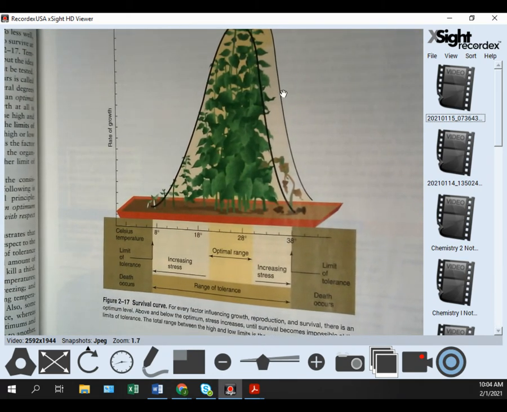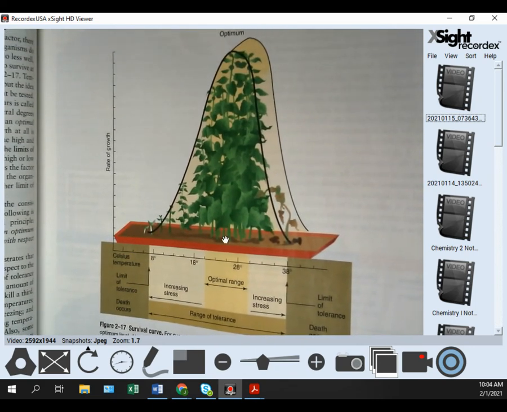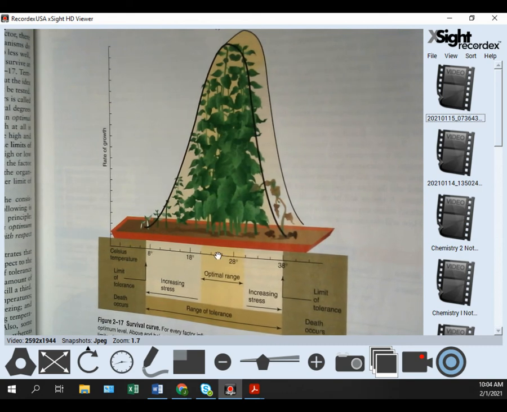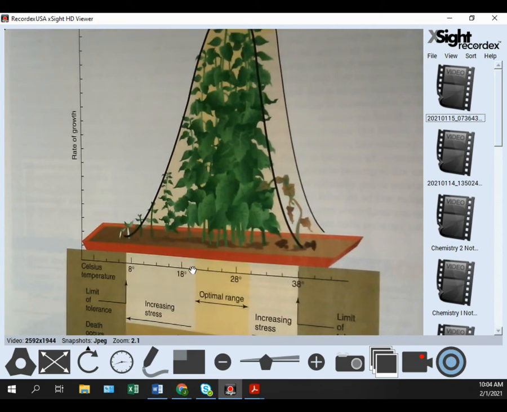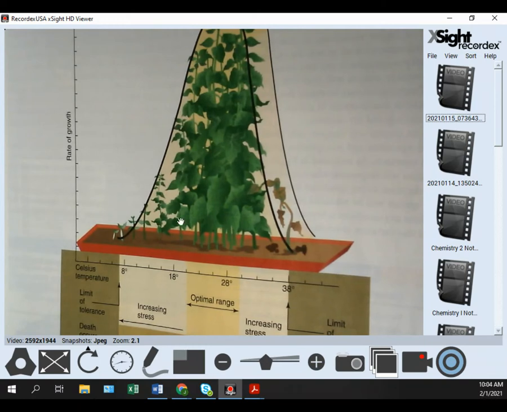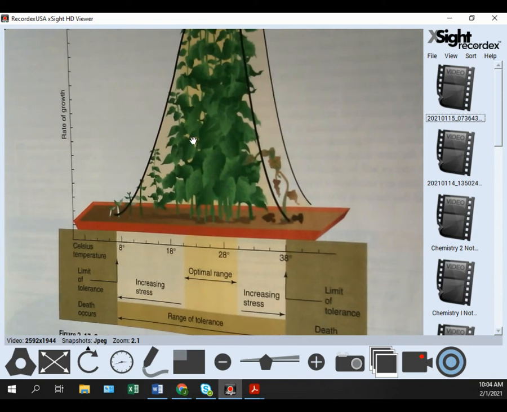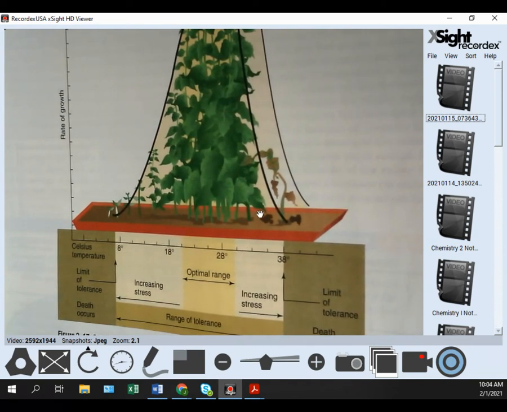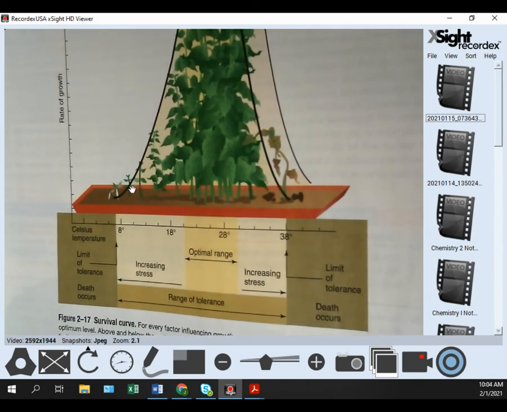So this is showing the rate of growth. I'm showing it with plants here, but basically what you see is that it gets the best growth in this range. You get the most growth in the range between, looks like, every 2 degrees, so between 20 and 30-ish, somewhere in there. That's the optimal range. And then you can see as you go further from the center out with increasing stress, these zones of stress, the growth gets more and more difficult until you get past the limit of tolerance where death is very likely to occur.